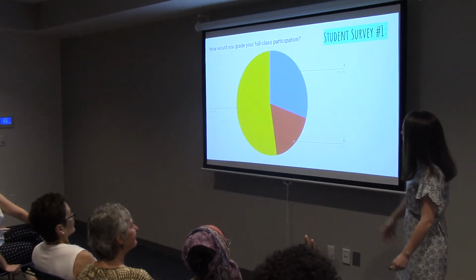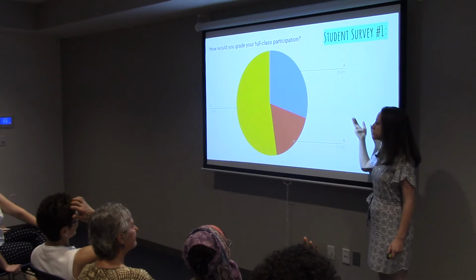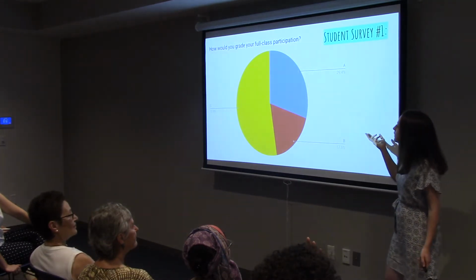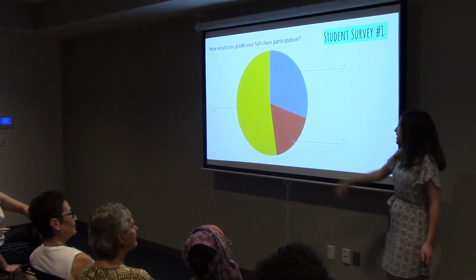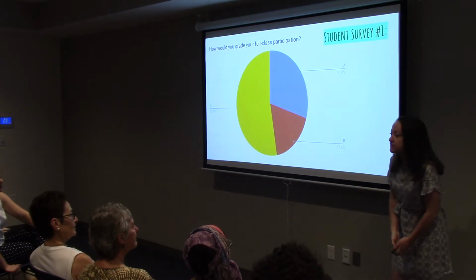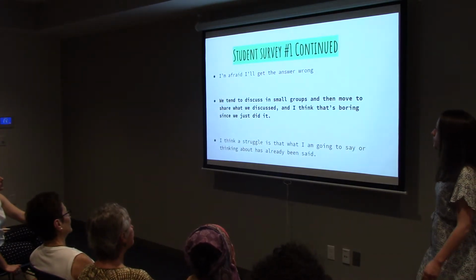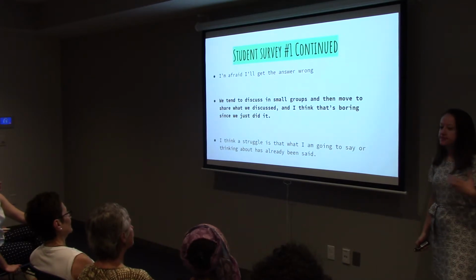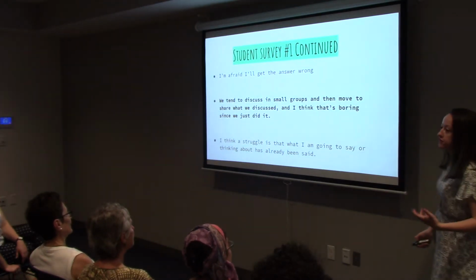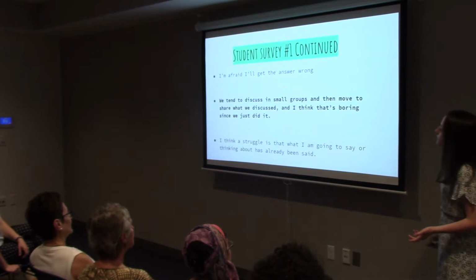You'll notice that some kids felt like they were doing pretty well. There's always the students who do raise their hands pretty regularly and they don't struggle with it very much. We had a lot in the C range though, over 50%. And I also had some open response areas where I asked them, what is the struggle for you? And I also asked them how they thought I could help them do better.